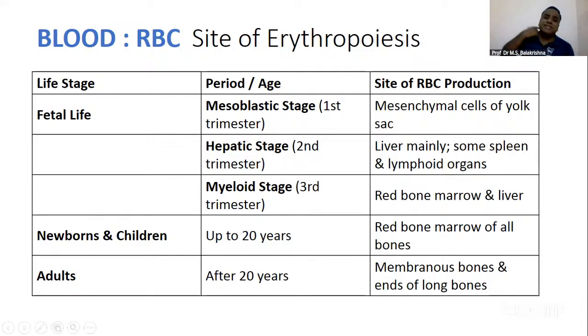Then when the child is born, up to the first 20 years, RBCs are made from the red bone marrow of all the bones. Then when the child crosses 20 years and becomes an adult, only membranous bones and the ends of long bones make the RBC. So this is again an MCQ. A lot of bones will be given, so you should know which are membranous bones.